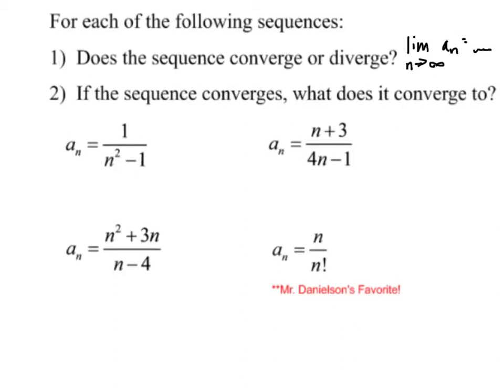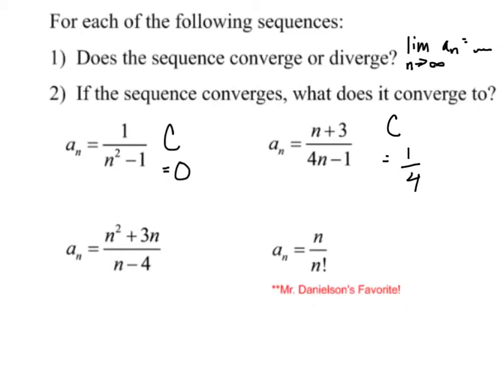do I get a number? If I do, it converges. So this first one, if this gets bigger and bigger and bigger, the limit becomes 0. So it does converge, and it converges to 0. Okay, next, this one, if I took the limit as n goes to infinity, it would converge. It would converge to 1/4.